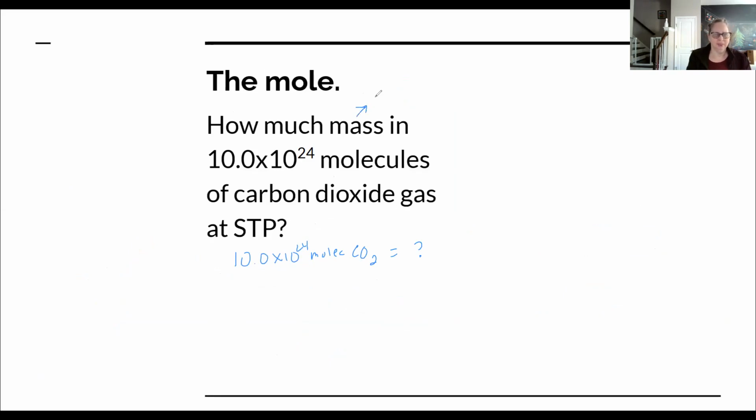Mass doesn't have units of liters. Mass has units of grams. So here we're going from molecules to grams. Can we go there directly? No. Molecules of carbon dioxide, so I can use Avogadro's to go from molecules to moles, and then I can go from moles to grams.